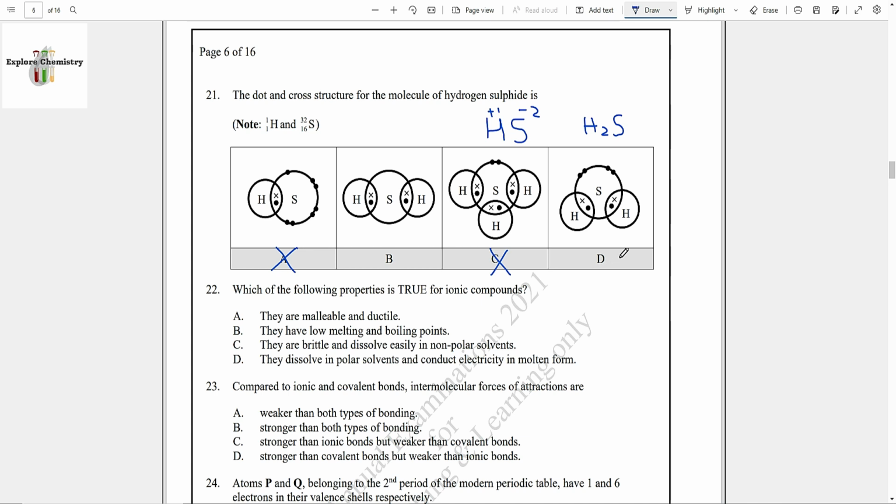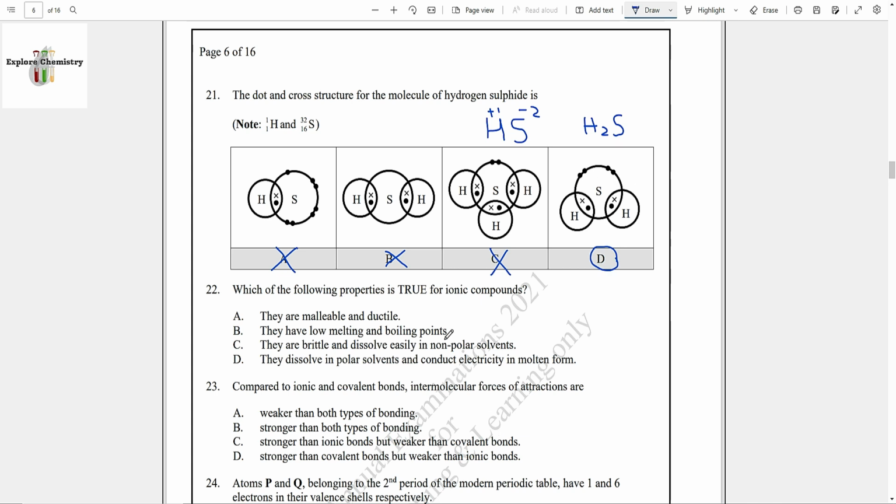B or D. This contains a covalent bond and sulfur is from 6A group, so it is having 6 valence electrons. In this structure 2 valence electrons of sulfur are shown. So this is also wrong. Correct answer is option D, which is showing total 6 valence electrons of sulfur.